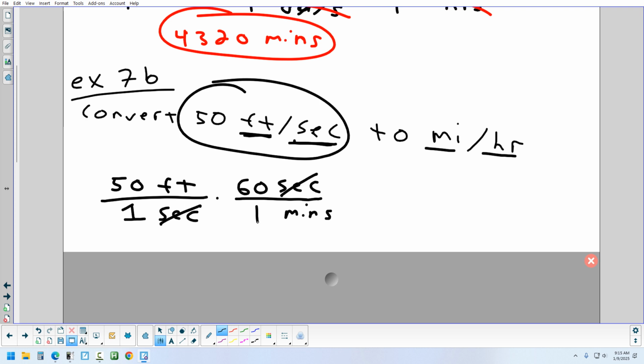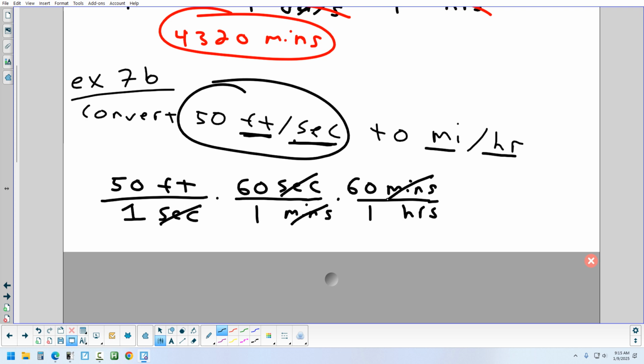We want hours. So now let's get rid of minutes. Okay, where's minutes going to go this time? It's going to go in the top. What's going to go in the bottom? Hours. Yep, hours goes in the bottom. And what's a fact that connects minutes and hours? 60 minutes in an hour. Okay, minutes in the bottom, minutes in the top.